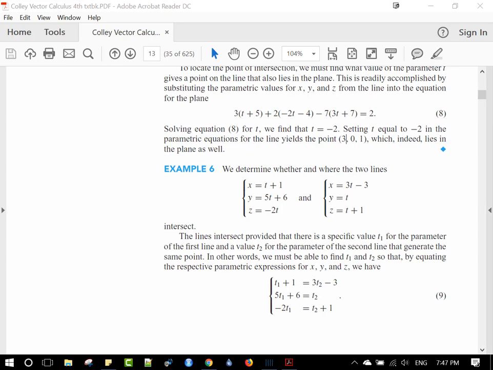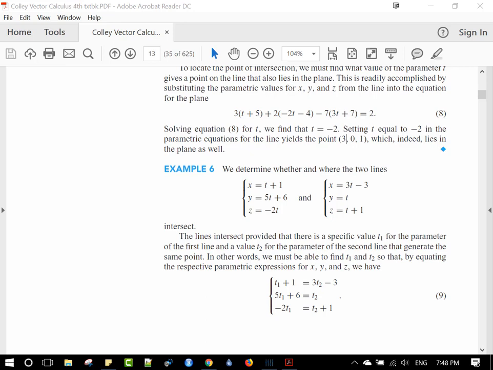The lines will intersect provided that there is a specific value t1 for the parameter of the first line, and a value t2 for the parameter of the second line, that generate the same point. Now, these t1 and t2 don't have to be anything like the same. We just want a t1 here and a t2 here that will give us the same x, y, and z. Then, of course, these two lines intersect. But it doesn't mean t1 and t2 have to be the same. In fact, they won't be the same, generally speaking.